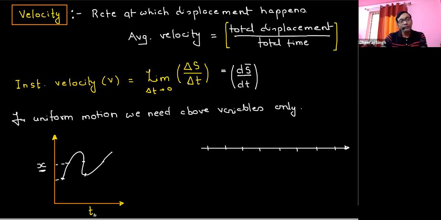Okay. Now tell me, what is the biggest problem in this graph? This graph in reality can never exist. What is the issue? Anyone? What's the issue in the graph?